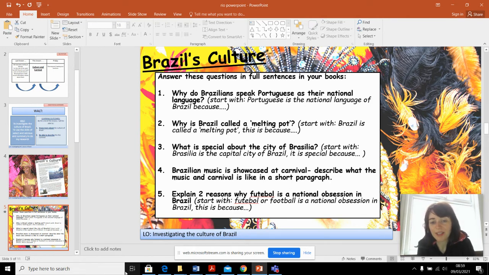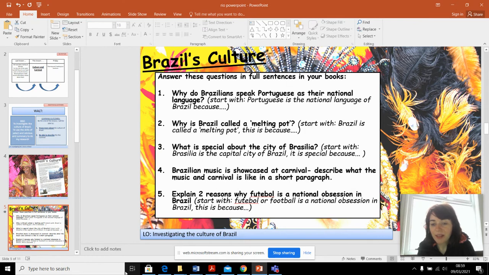The last thing I want to say is that the 2 skills that you're going to be using when you're reading are selecting and retrieving, which is where you literally read the text and the answer will be straight in the text. You can take the answer straight out of the text and put it into the sentence. So, why do Brazilians speak Portuguese as their national language? Read the text, it will tell you exactly why, and then you've retrieved it and put that answer into your answer.